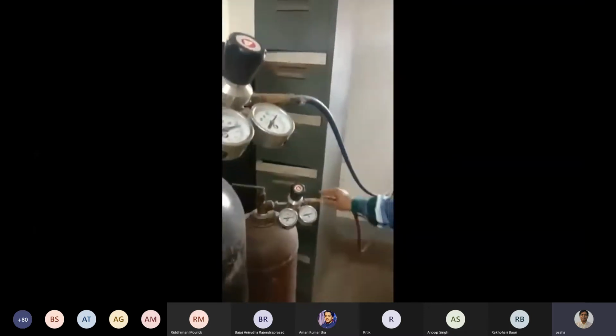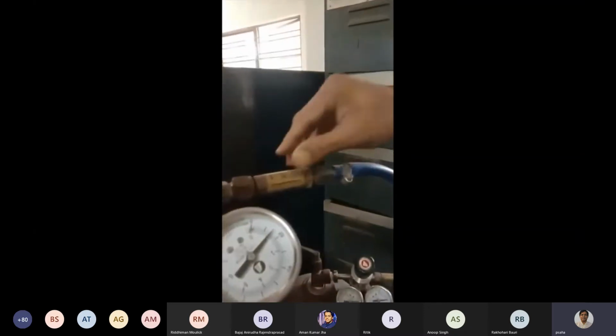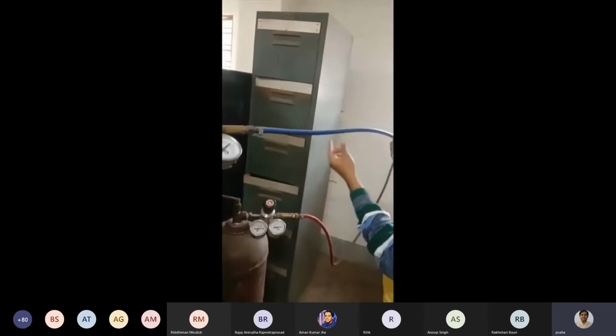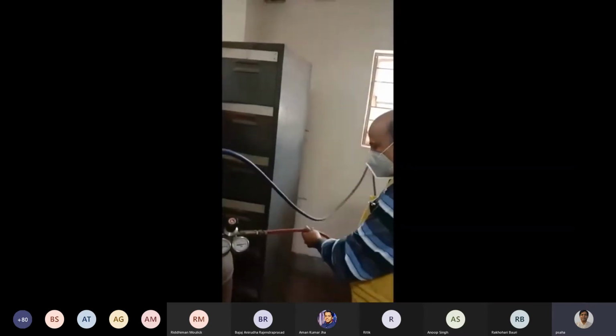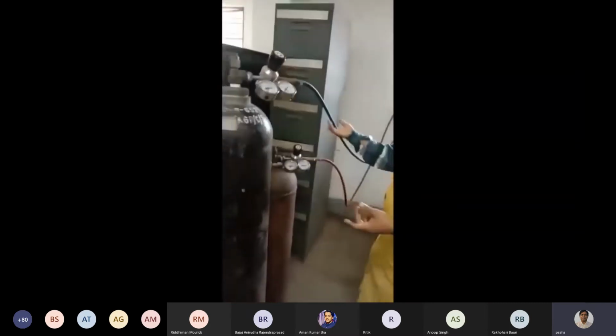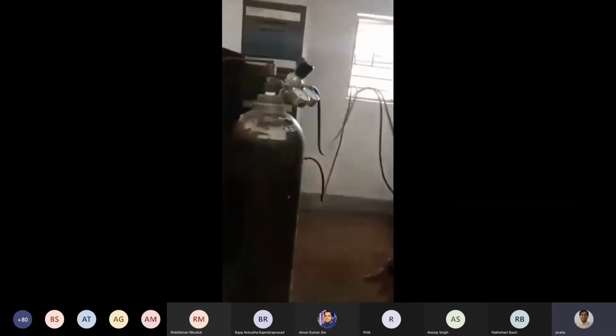These are the two safety devices attached here. This is the flashback arrestor for oxygen, and this is for acetylene. Two hose pipes are connected here. For oxygen, the hose pipe color is blue, or you may take black. For acetylene, the hose pipe is red in color. For the pipes also, a color code is used.